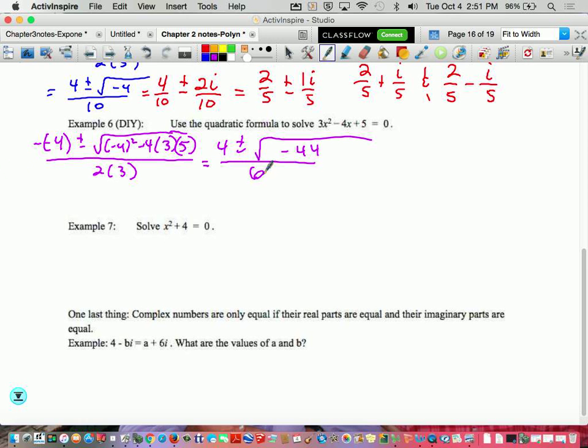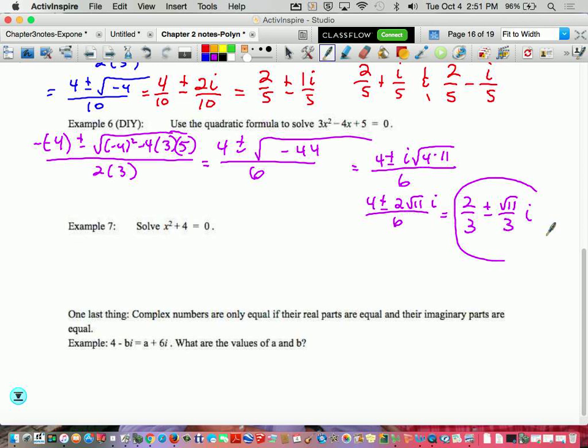Well, negative 44 can be broken into 4 plus or minus i, and you'd have 4 times 11. Well, which one of those numbers is a perfect square? It's the 4. So now you have 4 plus or minus 2 root 11 i, technically all over 6. Well, 4 over 6 is 2/3. 2 over 6 is 1/3, so this would be positive root 11 over 3 with the i behind it. There are your two answers.